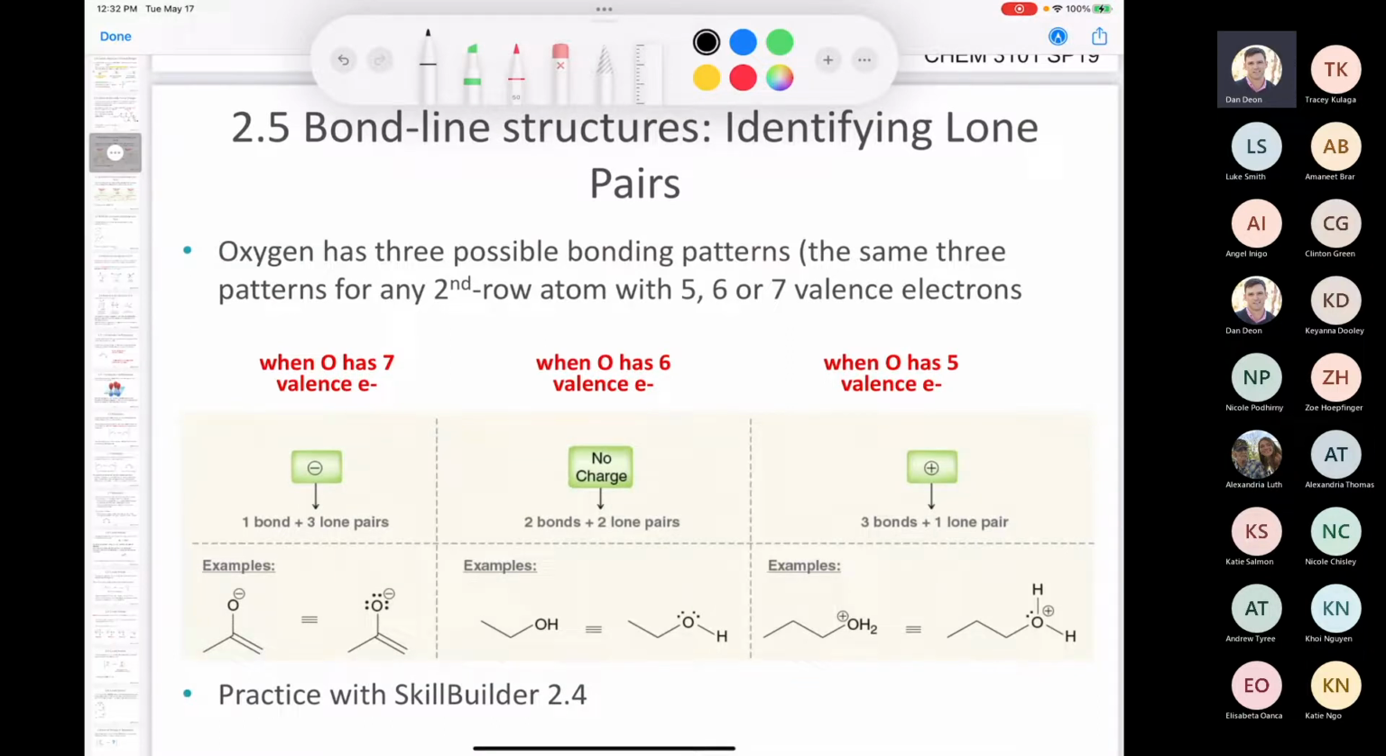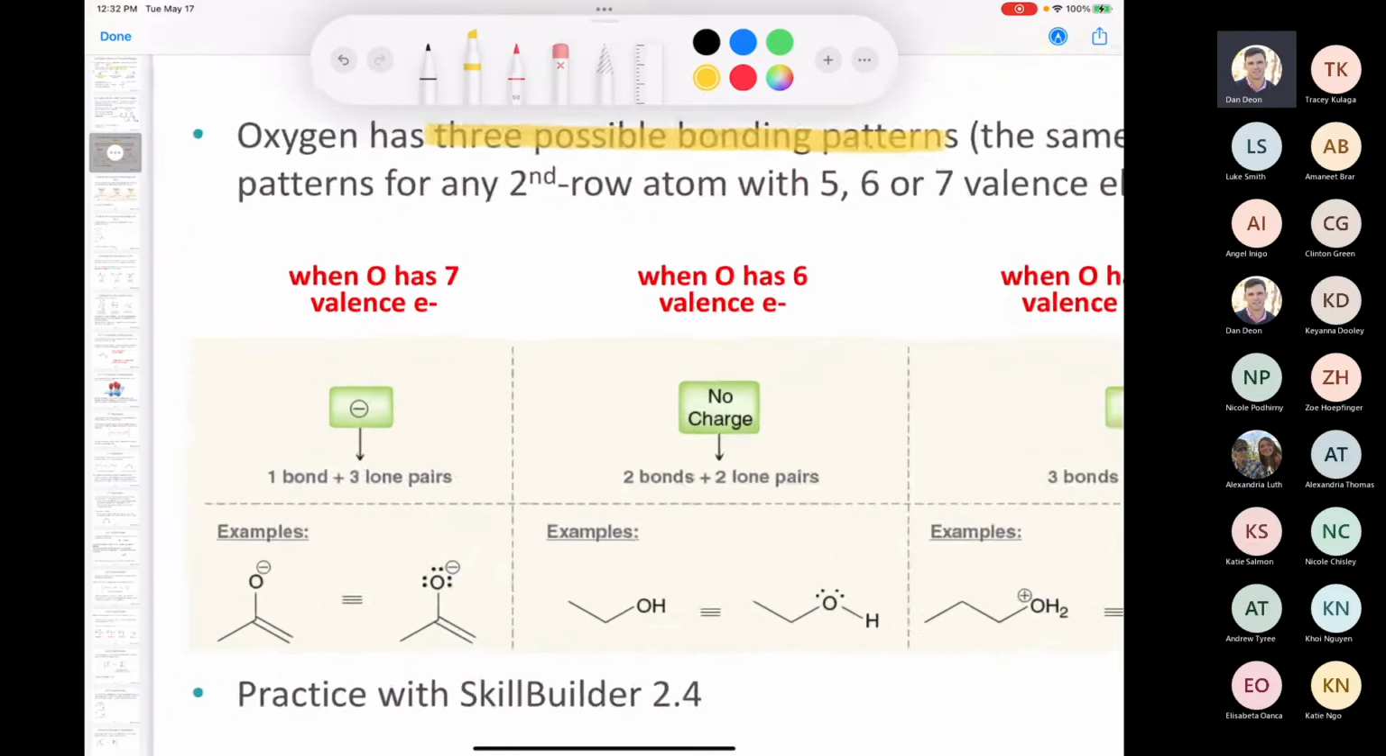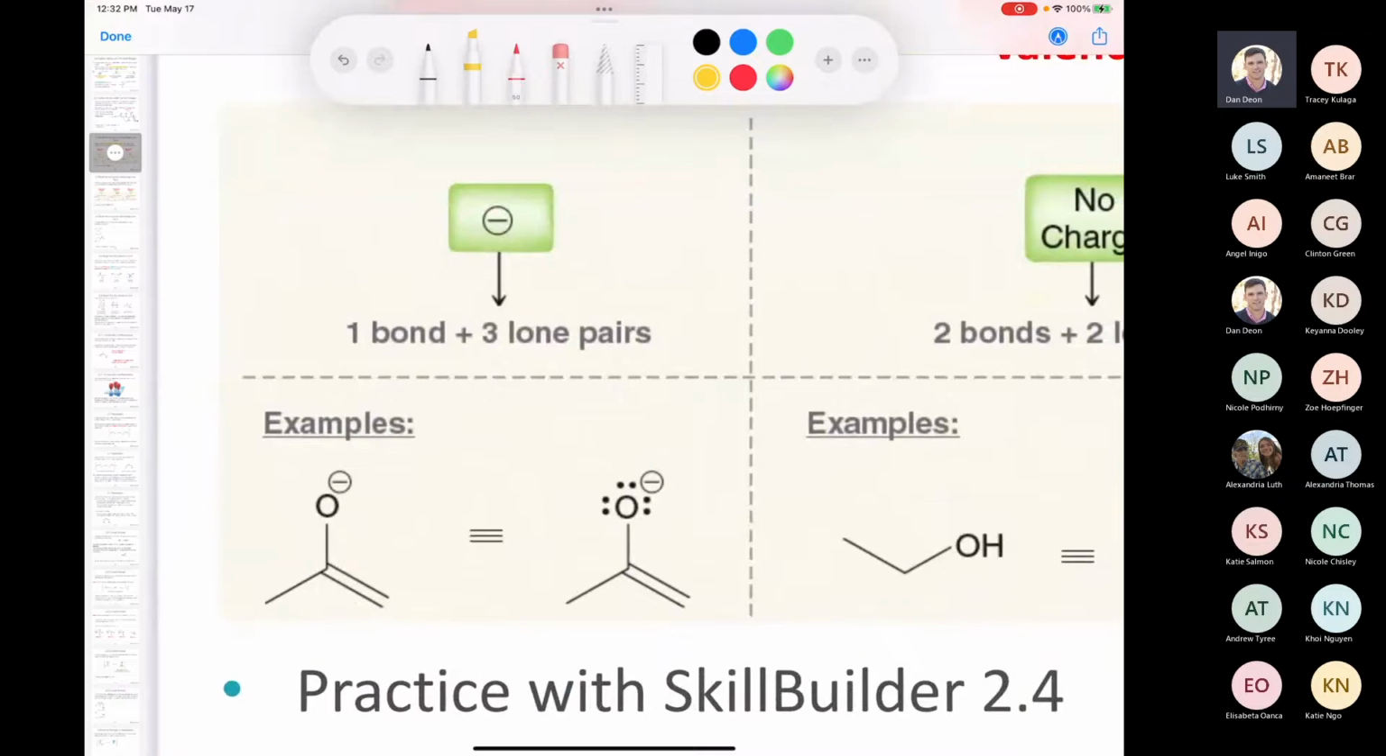There are some patterns that you can use to help you identify lone pairs and formal charges. Oxygen has 3 possible bonding patterns. The same 3 are going to come up over and over and over in organic chemistry. Check this out. When oxygen has 7 valence electrons, it's going to have a negative charge. So anytime you see an oxygen with a negative charge, that means it's got 1 bond and 3 lone pairs. You could pencil them in the way I've done right here, or you can just leave it blank. When you see it like this, it's assumed that it actually has the 3 lone pairs surrounding it.